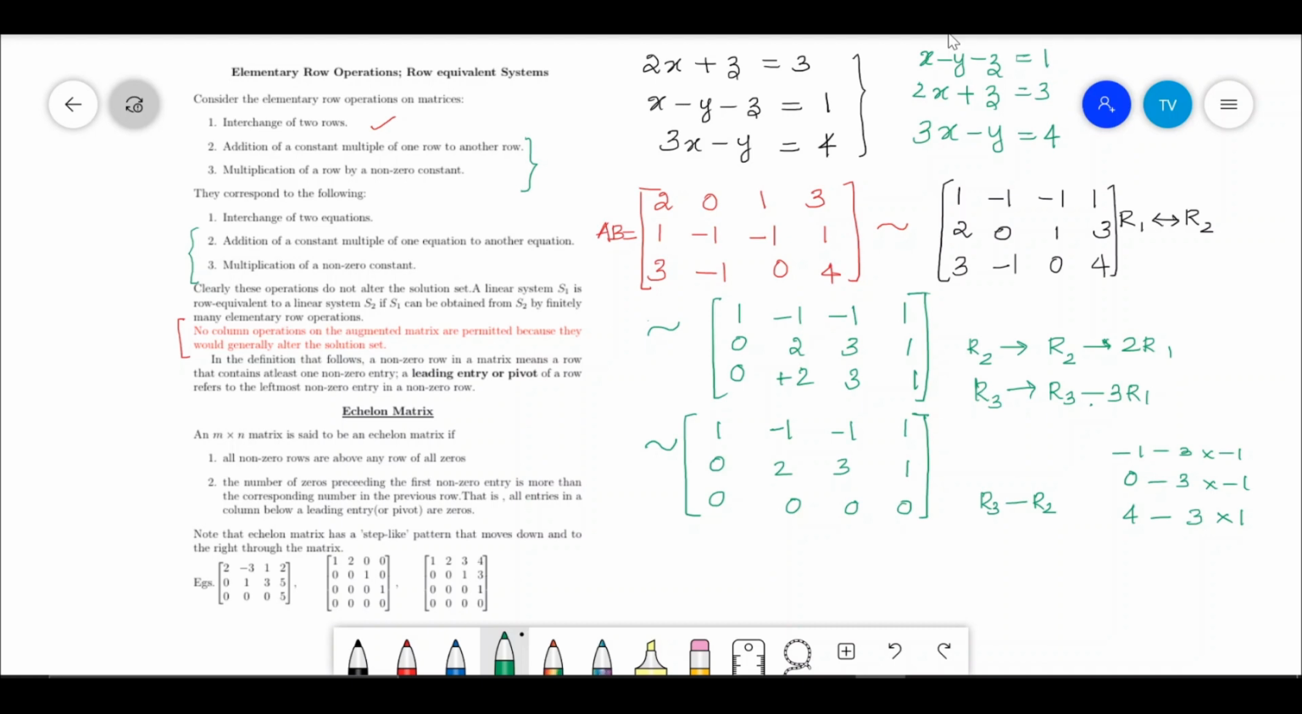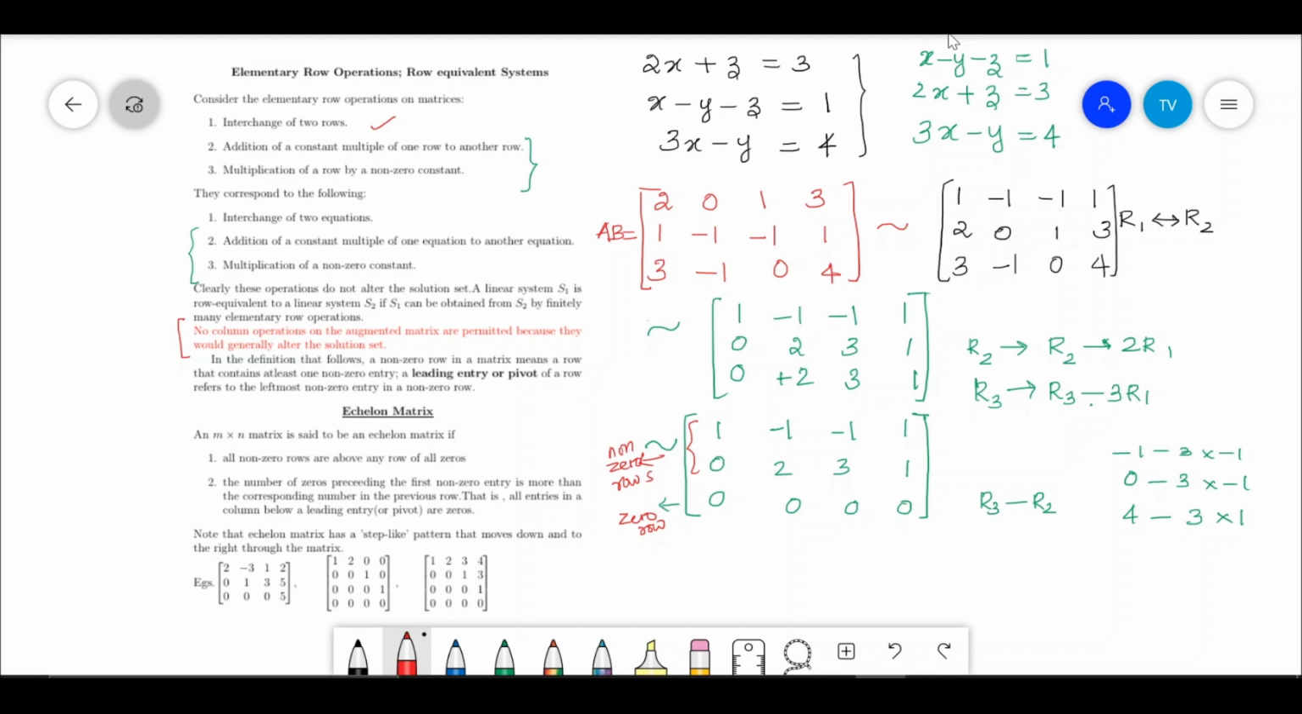Okay, now I shall explain this new concept. In the definition that follows, a non-zero row in a matrix means a row that contains at least one non-zero entry. A non-zero row is a row that contains at least one non-zero entry. So in that perspective, this last row is a zero row because it contains only zeros. And the first two rows are actually non-zero rows because they contain at least one non-zero element. So the first two are non-zero rows and the third one is a zero row.